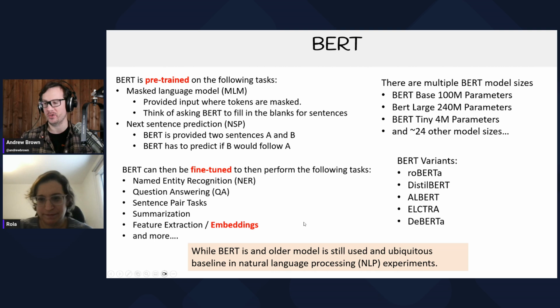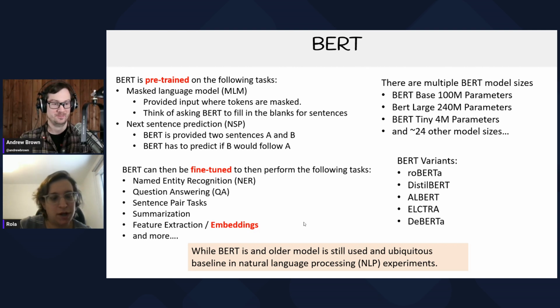So then I put this. While BERT is an older model, it is still used as a ubiquitous baseline in natural language processing. That's specifically what Wikipedia said. So they're saying it's a comparative for when you're doing NLP experiments, to use as a baseline. I'm not sure how you use it as a baseline, but that's what they say.